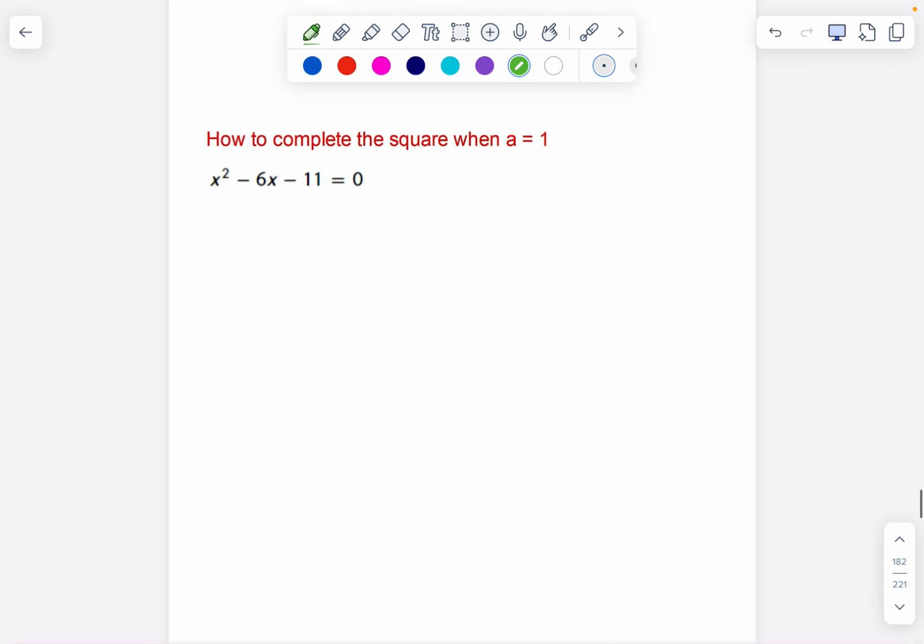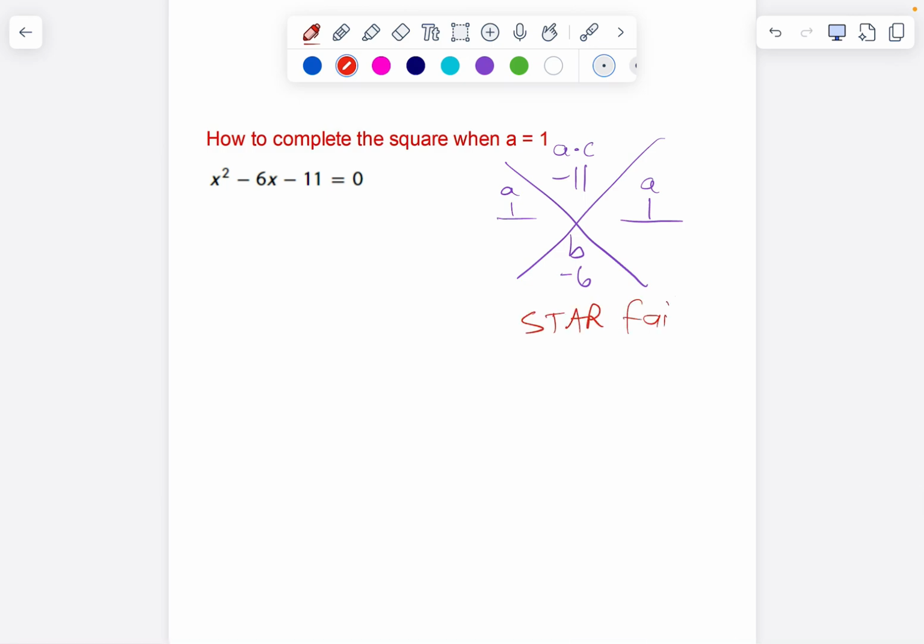So look at this one. If I said do star on that one, let's just set it up so you know what we're looking at. What is a times c? Negative 11. What is b? And then a is 1. Are there factors of negative 11 that add up to negative 6? No, because the only factors of 11 are 1 and 11. So it doesn't work. Star fails us there. That's too bad. So this is why we're learning these last two strategies, is because we still need to be able to solve these even though star factoring doesn't work.